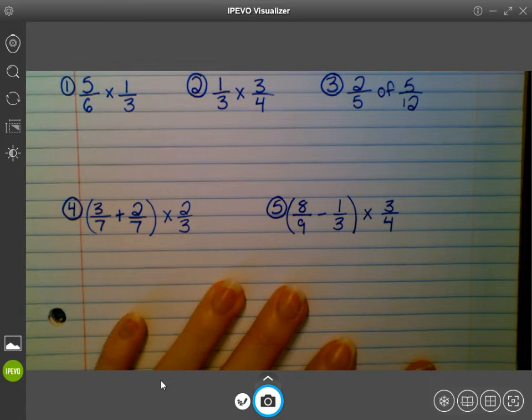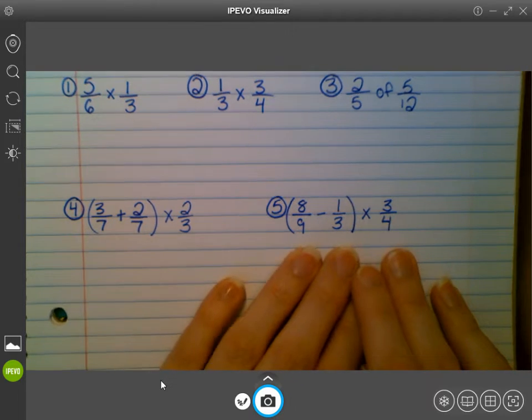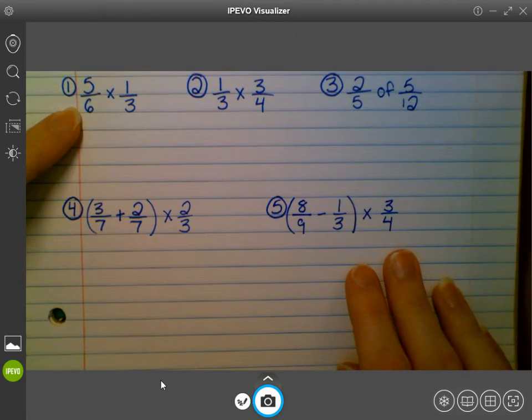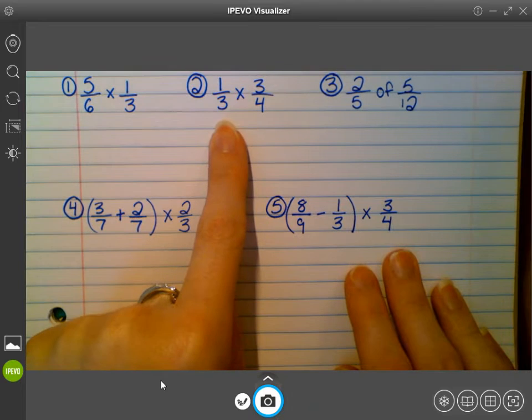Okay. I know it's a little fuzzy up there, so I'm going to read each of them. So number 1 is 5/6 times 1/3. Number 2 is 1/3 times 3/4.